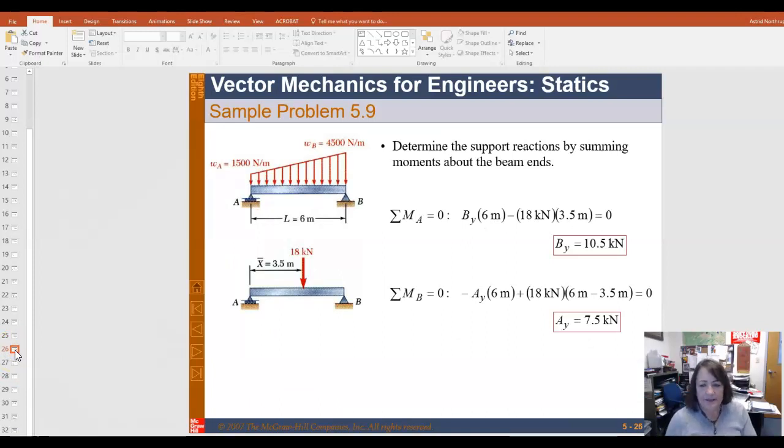All right, we can then find the reactions at A and B, similarly to how we've done in the past, by doing a static analysis, summation of moments about A, summation of moments about B, and we can get those numbers. All right, so that's it for section 5.2. The remainder, just the theorem of Pappus-Guldinus, and section 5.3.